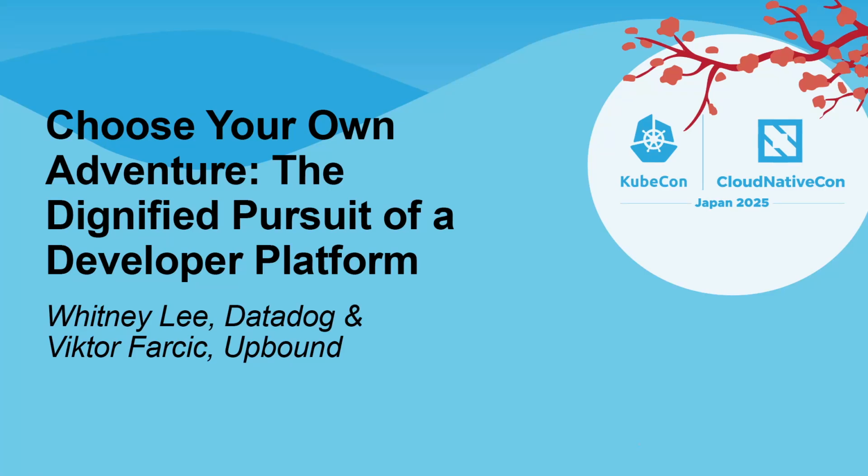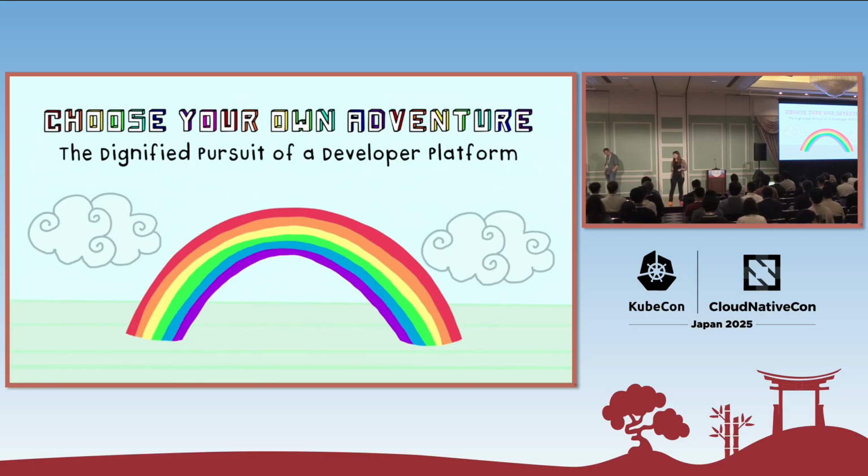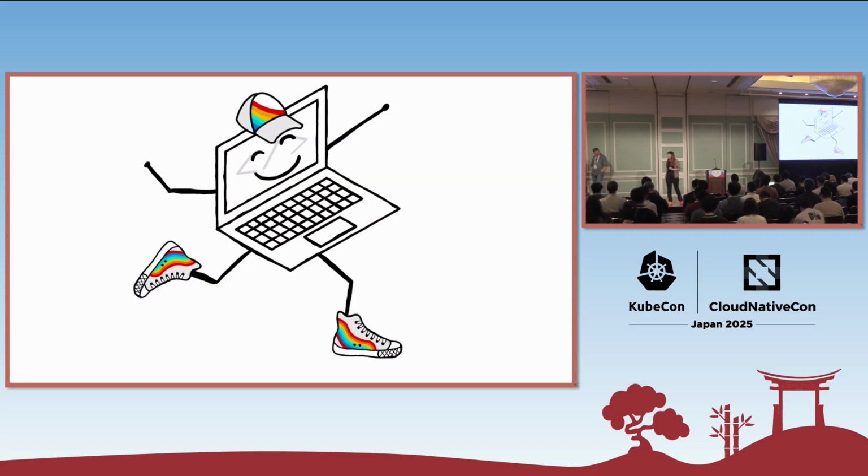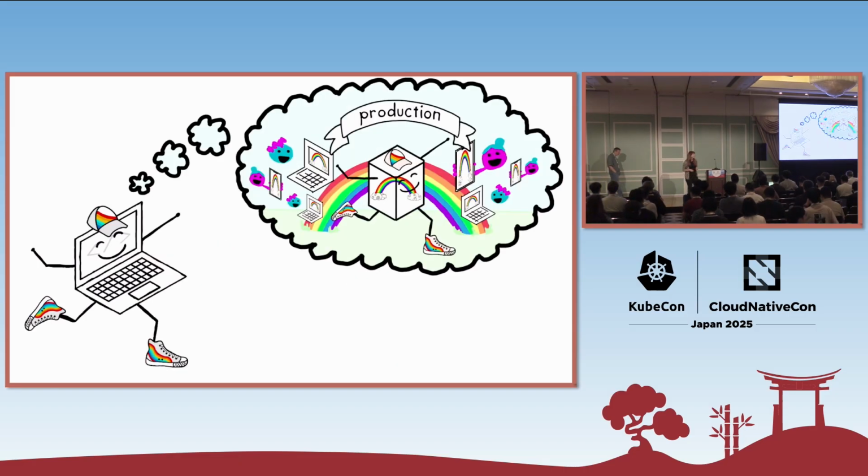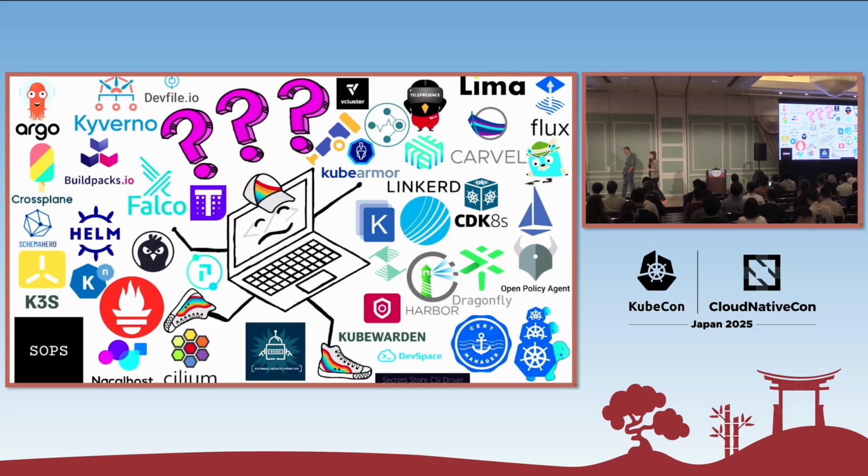To Choose Your Own Adventure, the dignified pursuit of a developer platform. Meet Hero. Hero is application source code on a developer's laptop. Hero longs to be a real application running in production, serving end users, and we're going to help Hero on their journey. Our job is to help Hero navigate hundreds of CNCF projects, choose which ones to use, and integrate them with one another so Hero can live their dream.